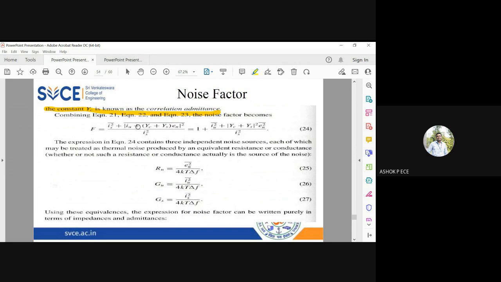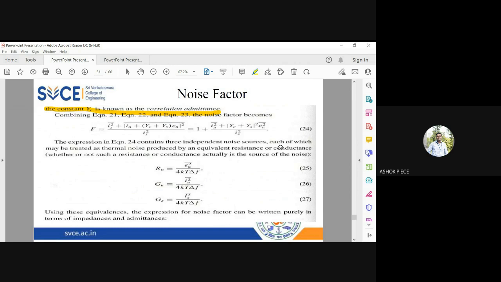I'm dividing the numerator and denominator by IS, that is, I'm dividing each term by IS. So the first term will be 1 plus IU square plus YS plus YC the whole square into EN square divided by IS square. So this is going to be the expression for noise factor for a two-port network.